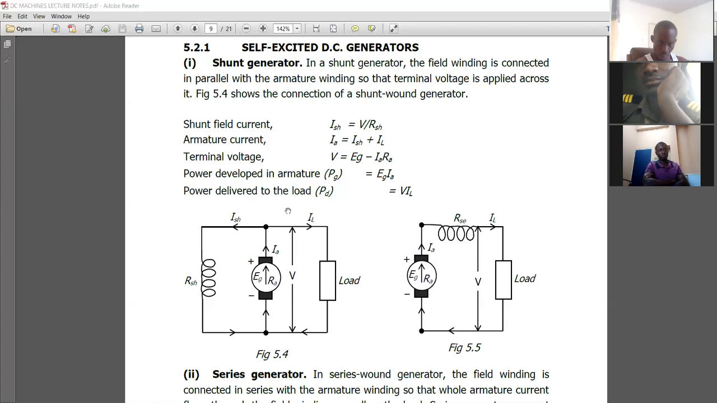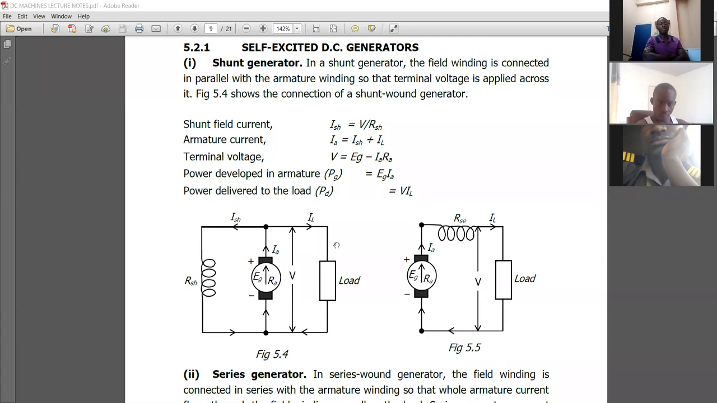Now, we also have some idea that in parallel connections, what is the state of voltage? It's common, all right? So the voltage across the load is equal to the voltage across the shunt resistor, the shunt resistance. It is basically the field winding, the resistor that is forming the field winding. So that's what it would be, the same.